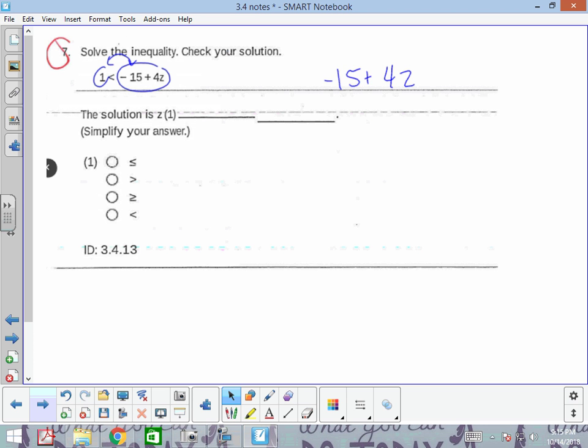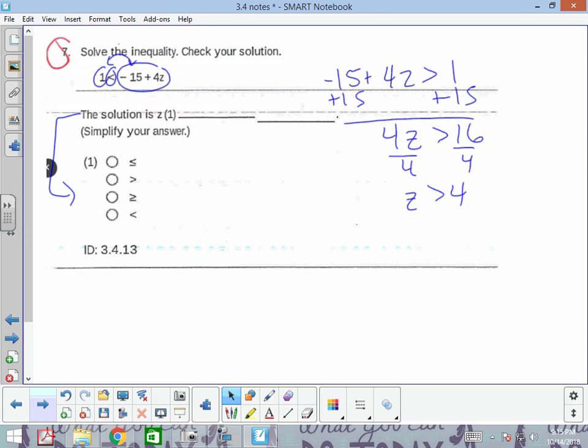So negative 15 plus 4z. Remember, if I switch the whole thing around, I got to switch that symbol. So add 15 to both sides. 4z is greater than 16. Divide by 4. Z is greater than 4. So that pull down menu, we're going to click on the greater than and then type 4.